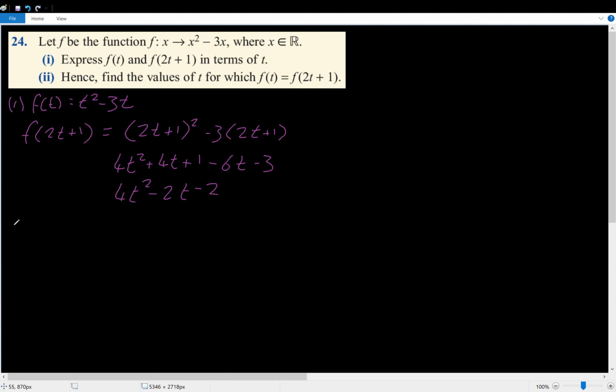And then for part 2, we have to find the values of t for which the f of t is equal to the f of 2t plus 1. And this bit here that says hence, whenever that comes up in a question, that usually means use the information that you have found in a previous part of the question to help you with what we're about to ask you to do. So in this case they're saying hence find the values of, because they've already had you do part of this above.